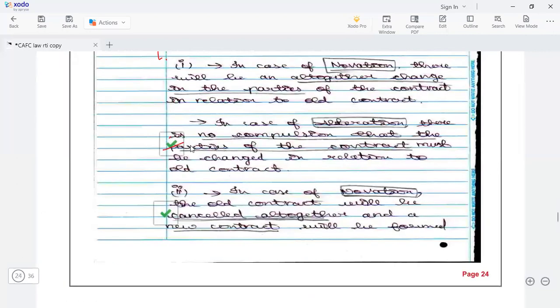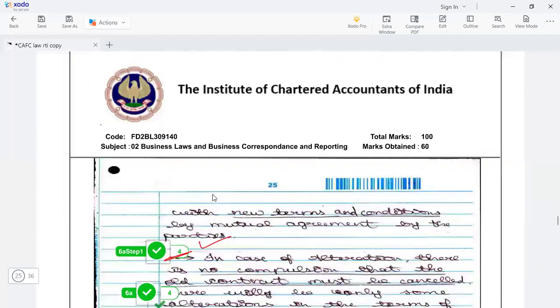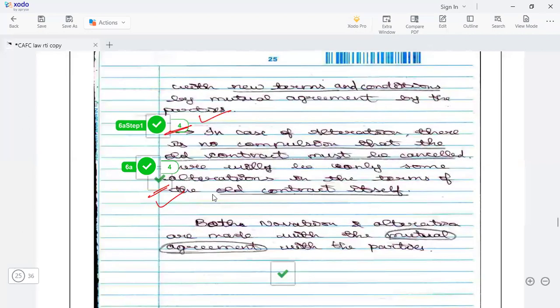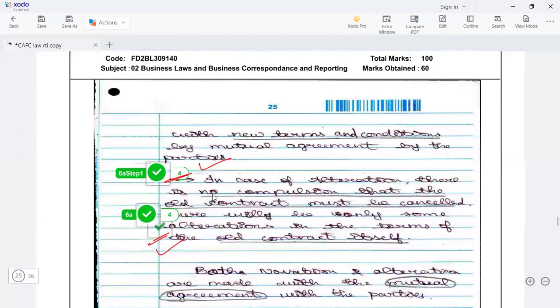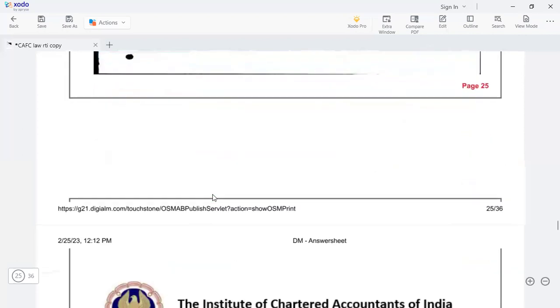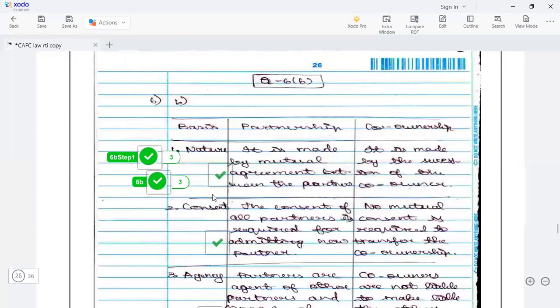Avoid making the arrow. If you have already written the number over here, point number 1, point number 2, then don't make these arrows. Avoid doing that. That also gives the examiner a bad impression. This was just a provision based question where the student has scored 4 on 4. When you mention the correct provision, you'll get 4 on 4.